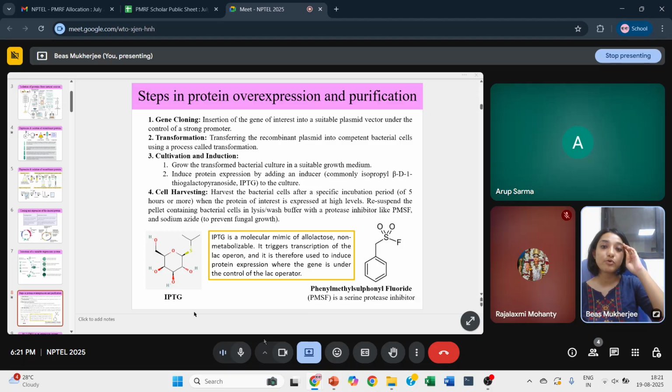So PMSF is important because, see, this is actually phenylmethylsulfonyl fluoride. So this is useful because it prevents the serine proteases from cleaving off the proteins.